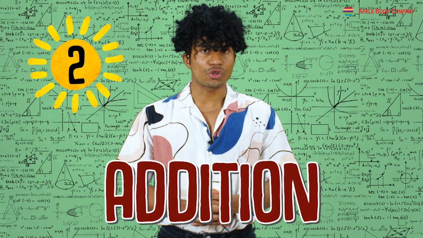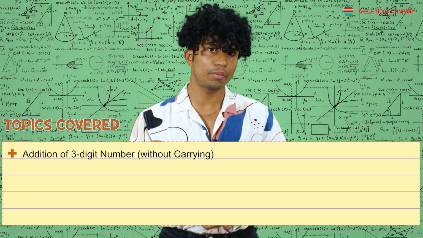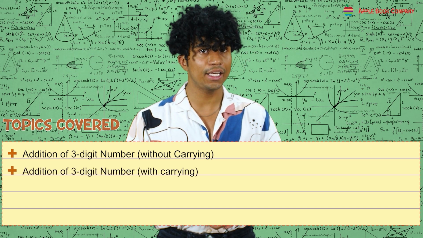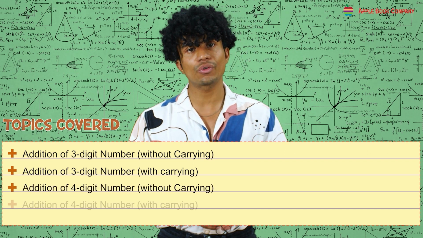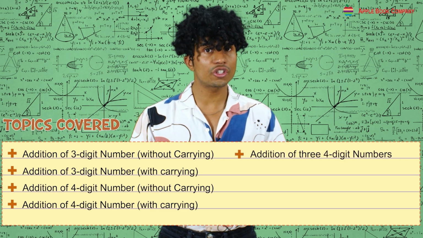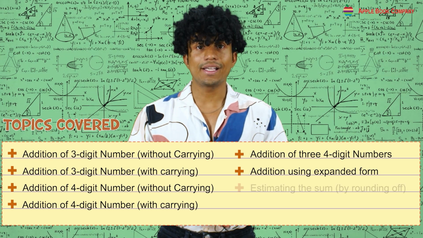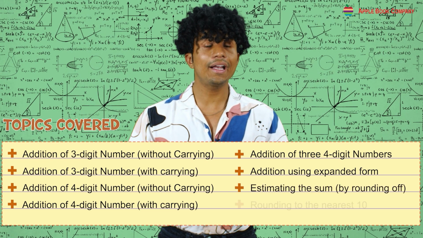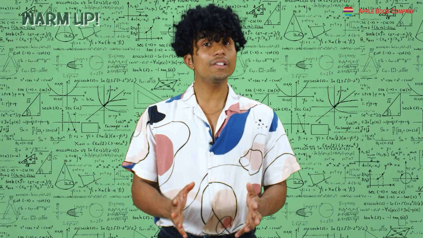Chapter 2: Addition. In this chapter, we are going to cover addition of 3-digit numbers without carrying, addition of 3-digit numbers with carrying, addition of 4-digit numbers without carrying, addition of 4-digit numbers with carrying, addition of three 4-digit numbers, addition using the expanded form, and estimating the sum by rounding off to the nearby number and rounding off to the nearest 10. Now let us warm up.